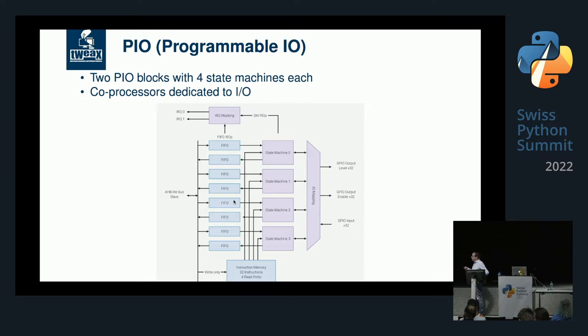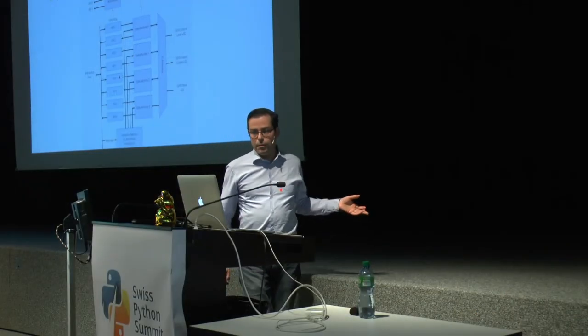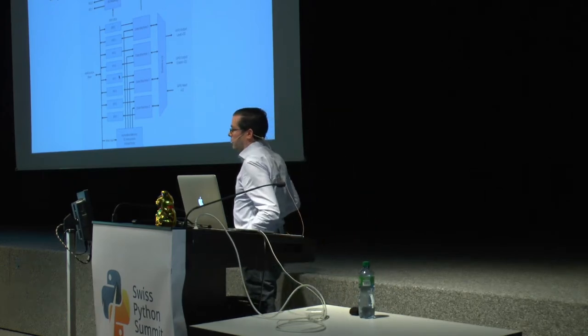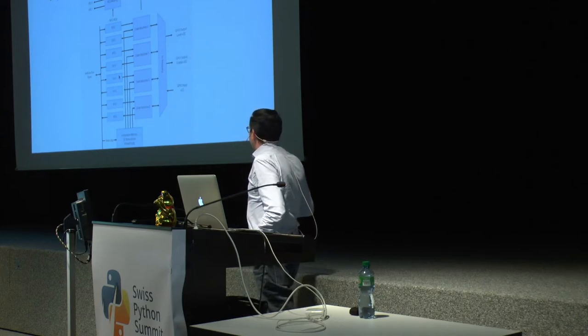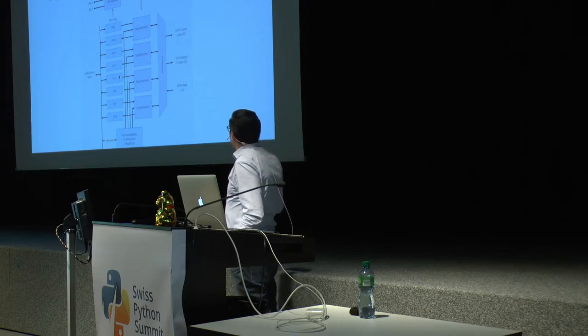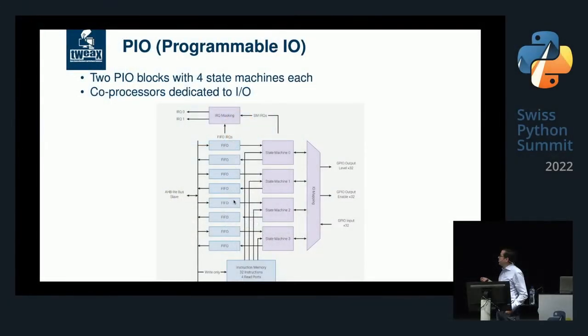So this is added to all the other peripherals. If, for example, you need 8 UARTs, you can use the state machines to make 8 UARTs, or at least for one direction, or lots of different inputs and outputs. The graph here is from the datasheet of the RP2040, and you see that each state machine is connected to the rest of the microcontroller through four-deep FIFOs, one for receiving and one for sending. And then there is a GPIO mapping to connect it to the pins.